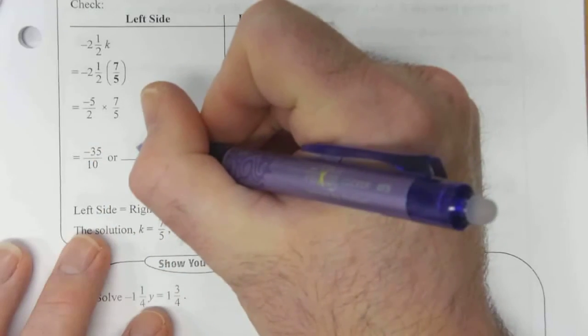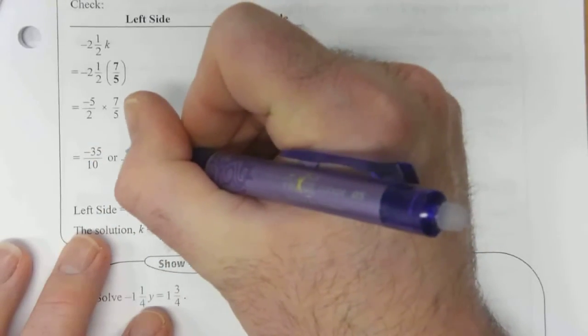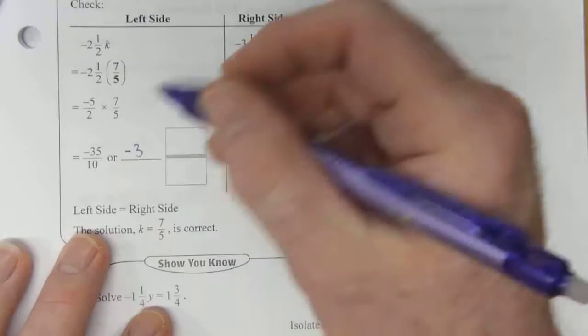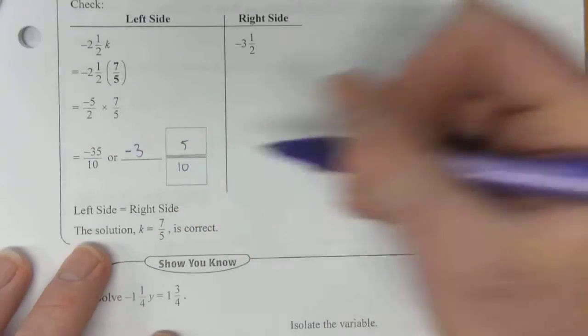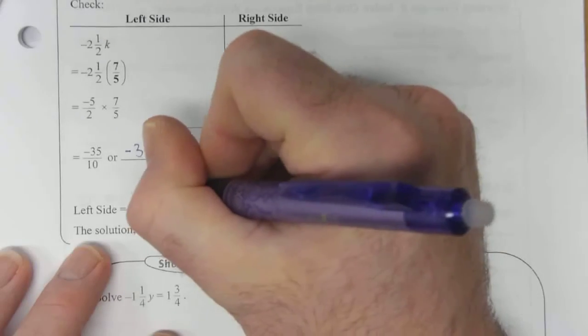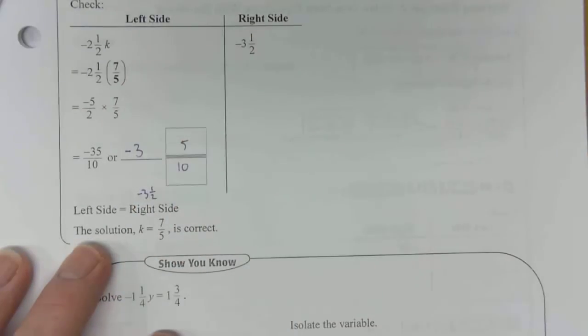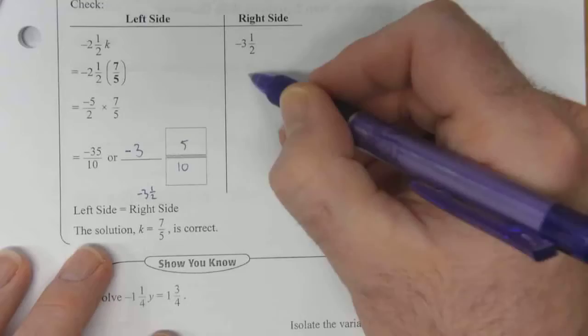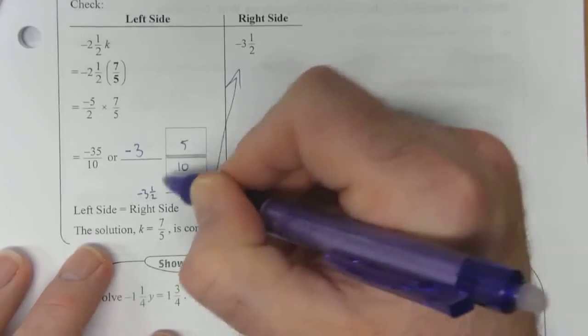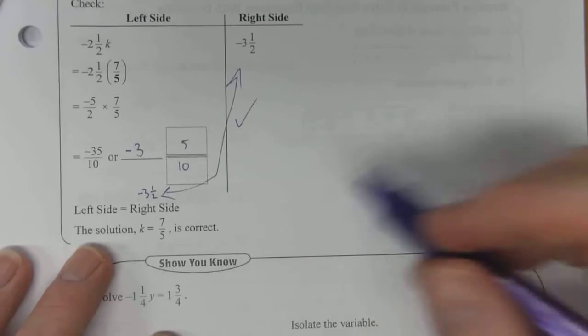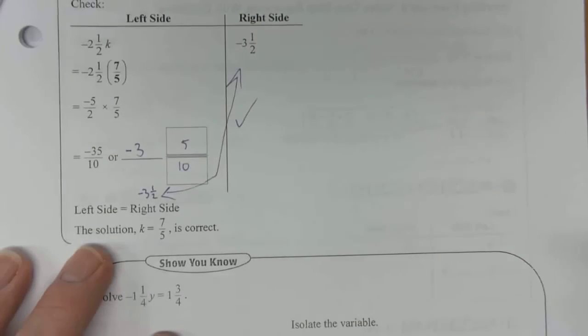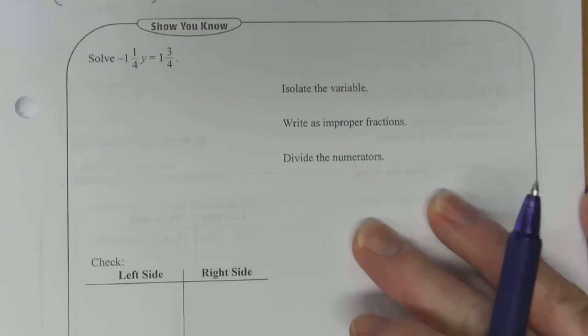10 goes into negative 35 3 times. That leaves 5 remainder, and then you can reduce that as well. So that becomes negative 3 1/2. So the two sides are equal: negative 3.5, negative 3.5. So you've confirmed that your answer is correct. k is equal to 7/5. All right, another one for you. Give it a go.